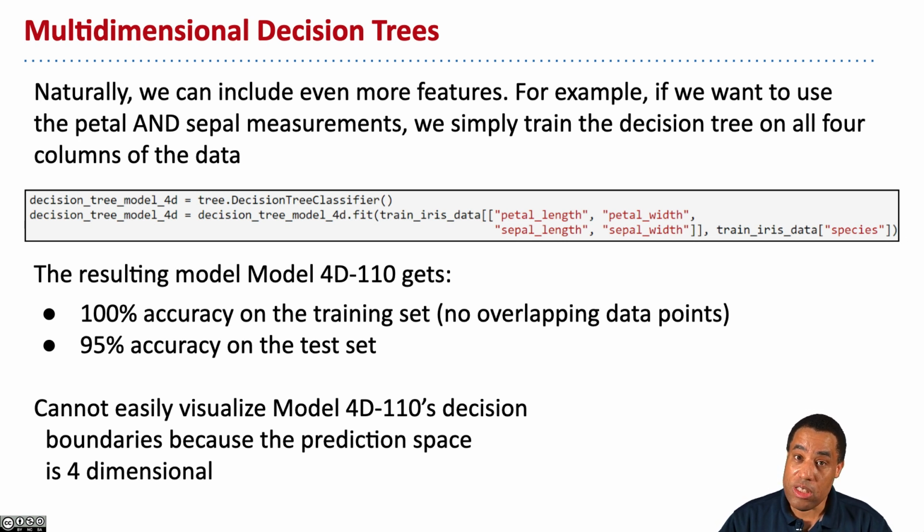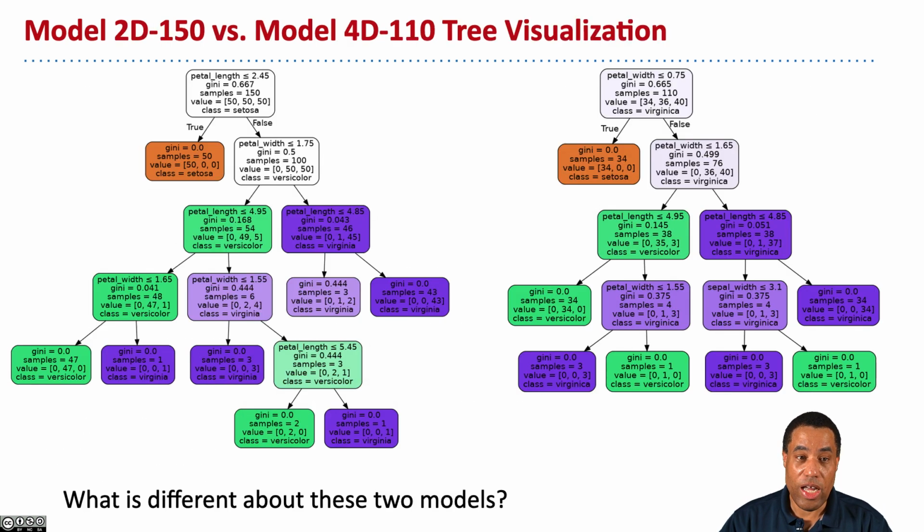But what we could do instead is we could look at visualizations of the trees themselves. So again, here we have our visualization using GraphViz of our trees. On the left, we have our 2-dimensional trained on 150 points. And on the right, we have our 4-dimensional trained on 110 points. So what's different about these two models? Where do we see a difference?